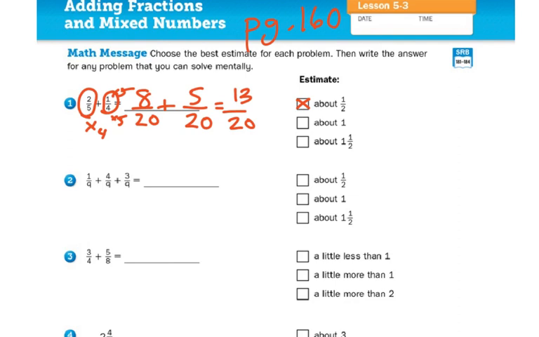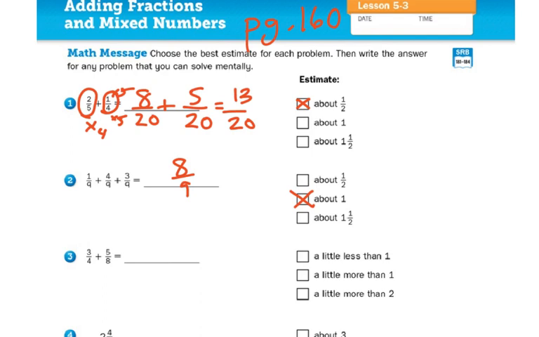Number 2, if I add 1/9 plus 4/9 plus 3/9, well, this is pretty small, but this is a little less than half, so together that equals a half. This is pretty close to half. So I would say that's about equal to 1. These 3 fractions I can add in my head. The denominators are all the same, so 1 plus 4 is 5. 5 plus 3 is 8. Very close to 1 whole.